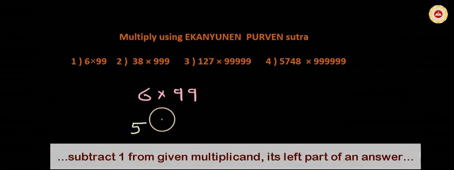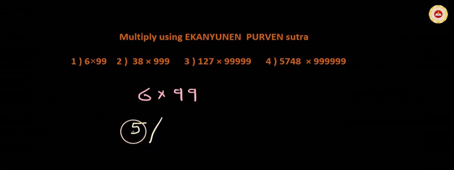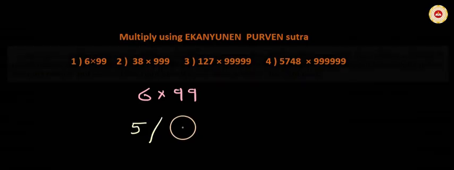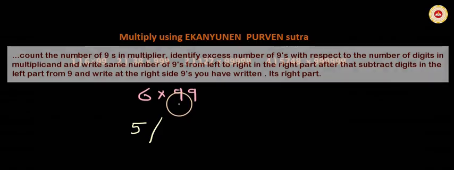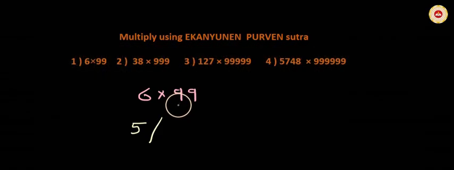Write 5 and draw a slash to separate left part and right part. Okay. Now what is next step? First of all, count excess number of 9s in multiplier. See, there are 2 9s in multiplier and there is only one digit in multiplicand. So how many excess 9s are there in multiplier? There is only one 9 in excess, and count the number of 9s which are in excess from left to right. So there is only one excess 9 in multiplier.